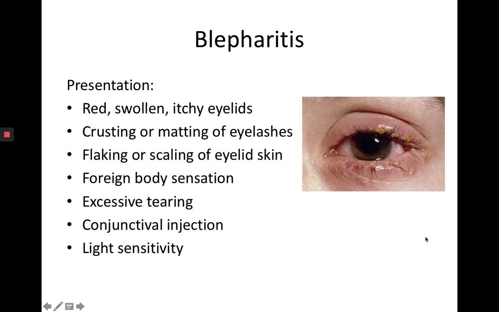So patients present with a red, swollen, itchy eyelid with crusting or matting of the eyelashes. They may have flaking or scaling of the eyelid skin and a foreign body sensation with some grittiness and burning feeling in their eyes. They may have excessive tearing, and they'll often have mild conjunctival injection, although again, there's usually very minimal ocular involvement, and they may have light sensitivity.